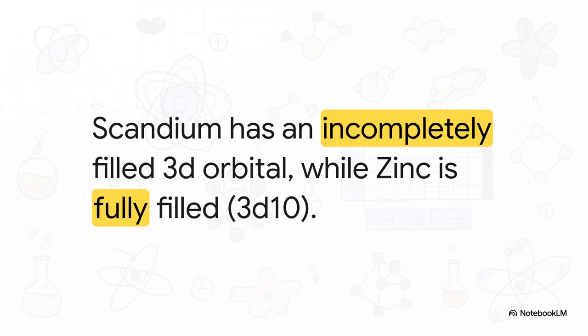You clearly state that scandium has an incompletely filled 3d orbital. It's 3d1. Then you state that zinc has a completely filled 3d10 orbital in both its ground state and its oxidized states. Just cite those specific electron configurations on your paper, and boom, you nail the question every single time.